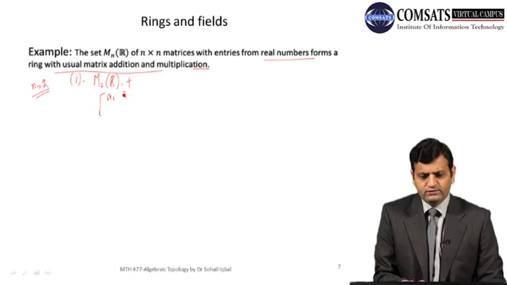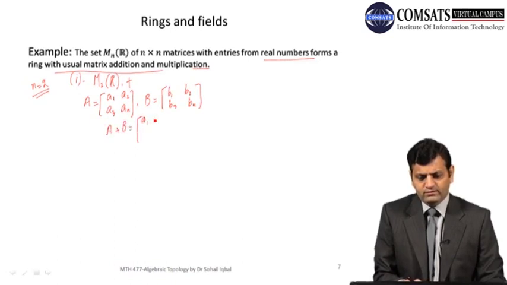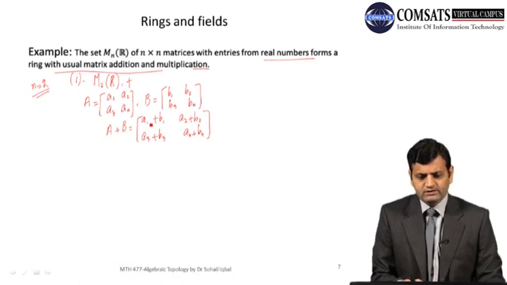So take 2 cross 2 matrices A1, A2, A3, A4. Let's call this matrix A. And let's take another matrix B: B1, B2, B3, B4. Now A plus B is equal to A1 plus B1, A2 plus B2, A3 plus B3, A4 plus B4. Now this addition A plus B is a 2 cross 2 matrix. We can see that A1 plus B1 is a real number because A1 and B1 are real numbers, and similarly all the entries of this matrix are real numbers. So we can say that this is a 2 cross 2 matrix with entries from the set of real numbers, so it's an element of M2R. So addition is closed in this set of 2 cross 2 matrices.